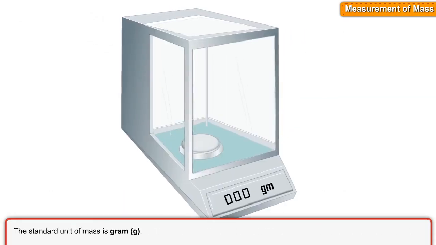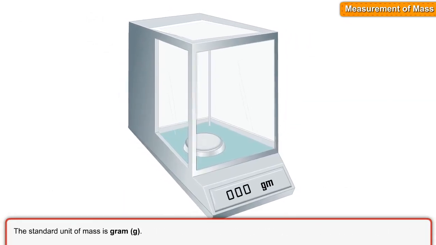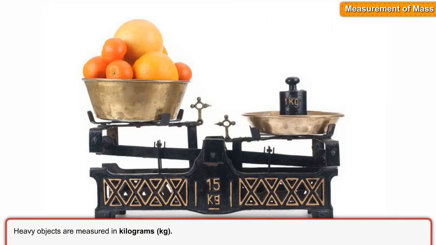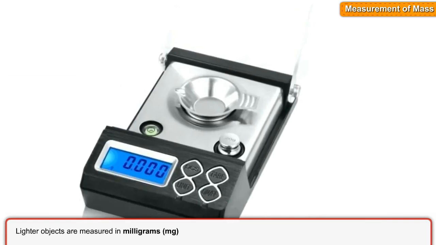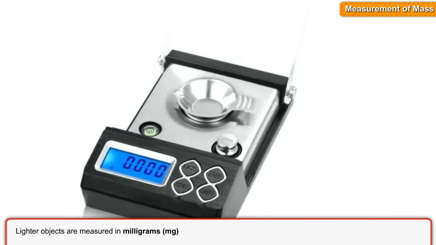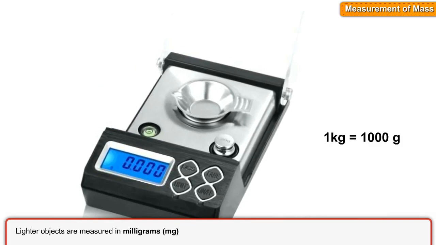The standard unit of mass is gram, g. Heavy objects are measured in kilograms, kg. Lighter objects are measured in milligrams, mg. 1 kilogram is equal to 1000 grams. 1 gram is equal to 1000 milligrams.